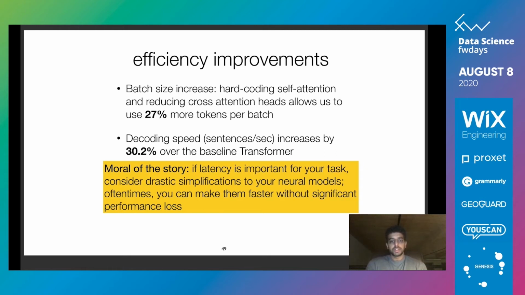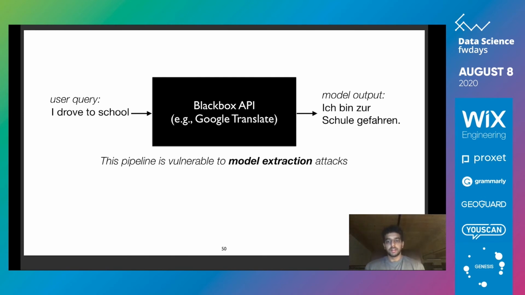Okay, so I want to shift now to the second and final part of this talk, in which we'll be discussing security concerns of this kind of NLP pipeline that's becoming more and more common these days. If I have a pipeline where users query a black box API and receive the output of the model, you might think that this is a completely secure pipeline because the model is a black box. The users have no idea what kind of model this is, and they don't have access to any of its parameters. They only see the inputs and outputs.